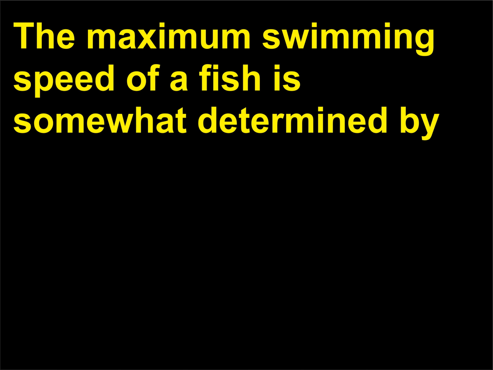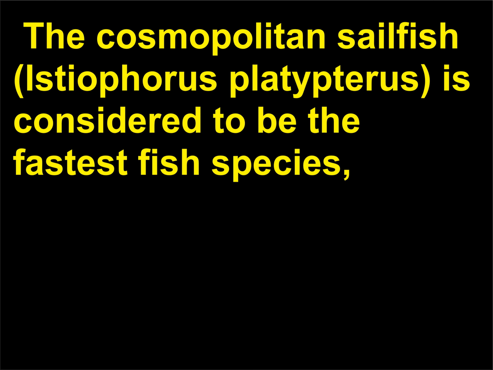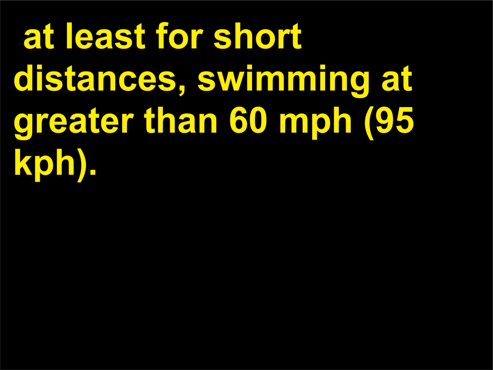At what speeds do fishes swim? The maximum swimming speed of a fish is somewhat determined by the shape of its body and tail and by its internal temperature. The cosmopolitan sailfish, Istiophorus platypterus, is considered to be the fastest fish species. At least for short distances, swimming at greater than 60 miles per hour, 95 kilometers per hour.